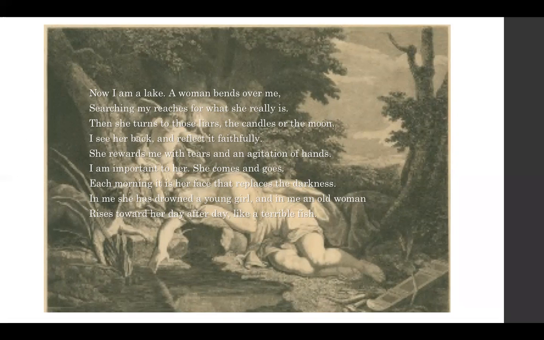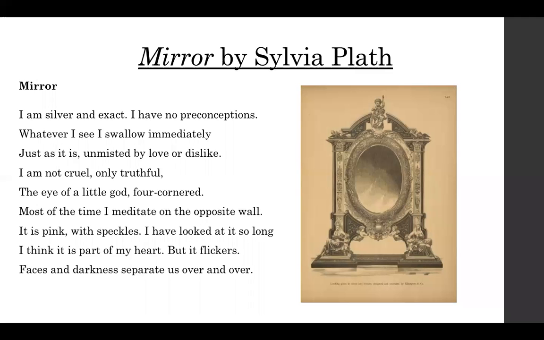To delve a little bit deeper again, it isn't just about aging. Let's look at it again. Why does the mirror immediately have to qualify itself as silver and exact? Again, it repeats that with truthful. I have no preconceptions. It even calls itself a little god. But a mirror is always exact. They're not. Maybe the mirror is trying to convince us that it only tells the truth. Is the mirror then a metaphor for society and the pressures put upon a woman to look a certain way?